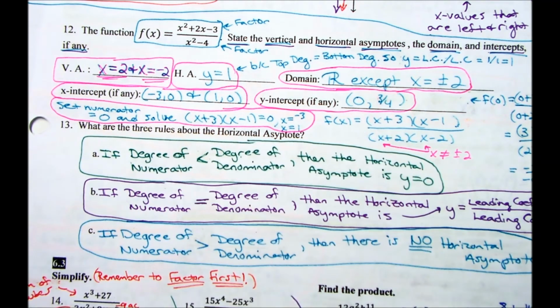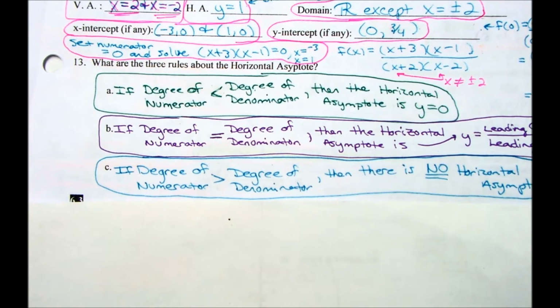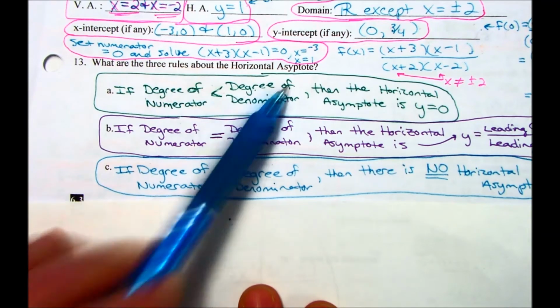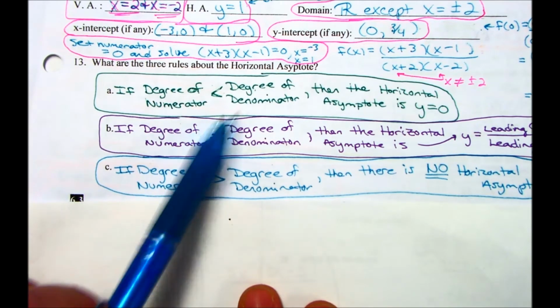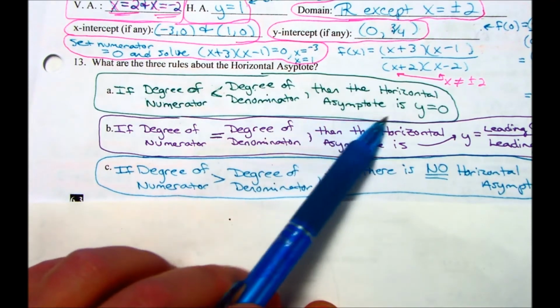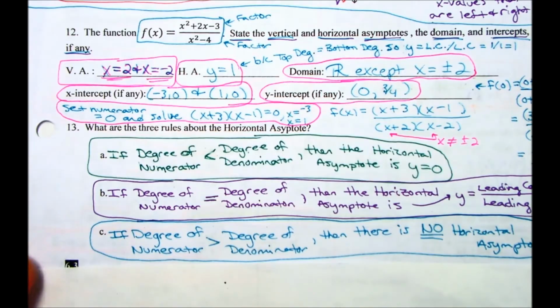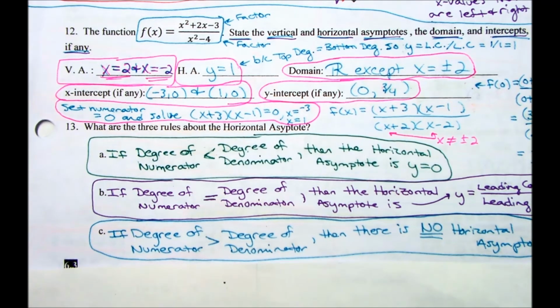All right, so in number 13, I do just reviewing what those horizontal asymptotes were again. So the rules for horizontal asymptote: if the degree of the numerator is less than the degree of the denominator, then the horizontal asymptote is y equals 0. So we didn't have really a whole lot of examples of that. But there were a lot of good examples of that in the notes for 6.2, and also the quiz review.